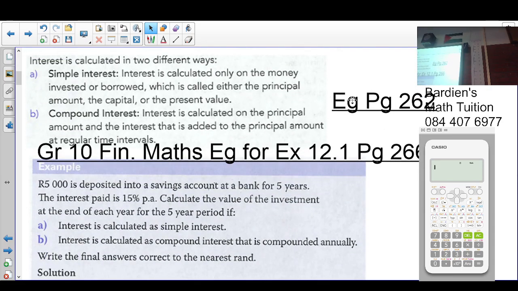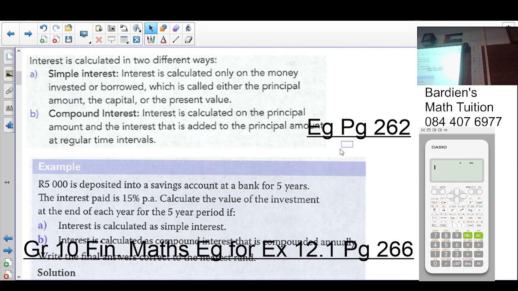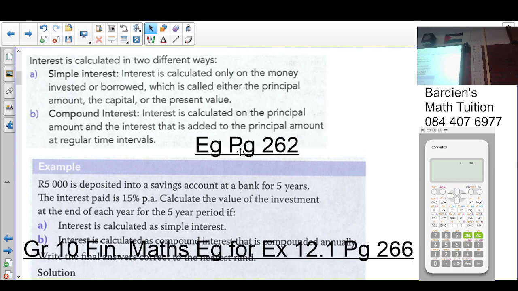Another reading now. Interest is calculated in two different ways, we are told. Simple interest: interest is calculated only on the money invested or borrowed, which is called either the principal amount, the capital, or the present value. We'll refer to it as the principal. Compound interest is interest calculated on the principal amount and the interest that is added to the principal amount at regular time intervals. I used the example where the interest is calculated on a yearly basis.